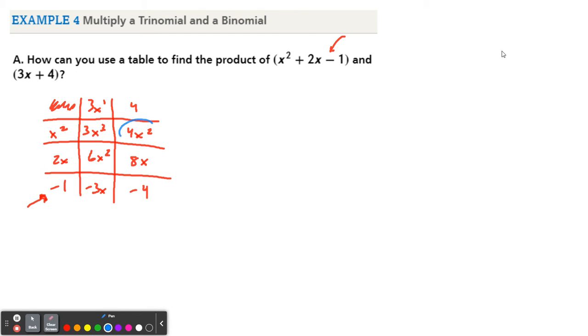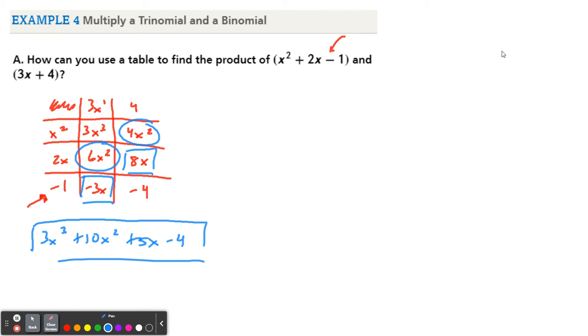And now I see that my x squared terms are going to combine, and my 8x and negative 3x will combine, right? So 3x to the third is now my new degree, my highest power of x, right? Then I add my x squareds. 6 and 4 is 10x squared. Then I combine my x's. 8 and negative 3 is positive 5x. And then last but not least is my negative 4. And there is what my trinomial times my binomial became.